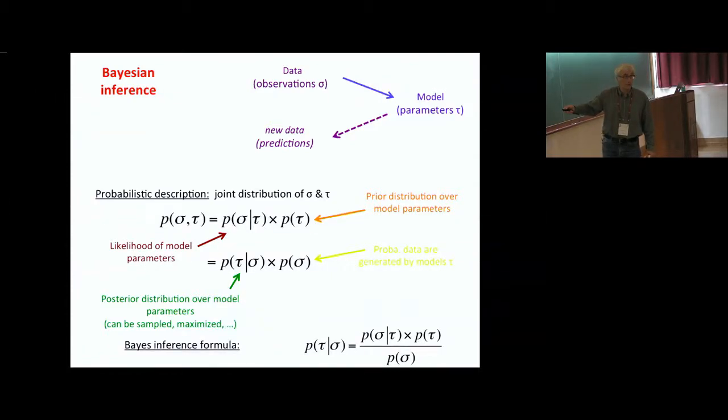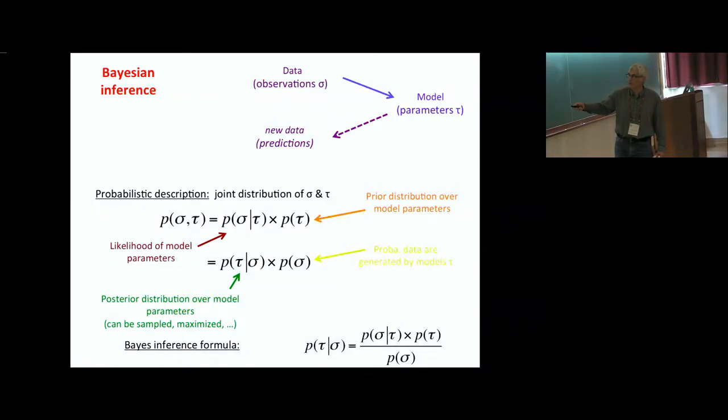The conditional distribution of the parameters of the model given sigma is equal to the ratio of two quantities. On the numerator, I have two terms. One is P of tau, which is called the prior distribution over the model parameters. This is what I know about the model I'm looking for without actually looking at any data. For instance, tau can be a positive number. That's something I know. It can be smaller than 0.5. All the information I have without looking at the data, I put here. Or maybe I know that tau shouldn't be too large, or maybe I will assume some Gaussian distribution which prevents tau from growing too far away from zero.